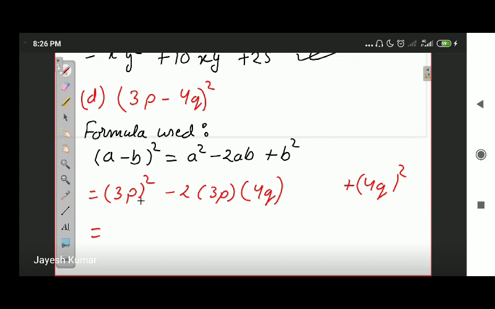So this is 3 square is 9, p square is p square, minus 2 3s are 6, 6 4s are 24, pq, plus 4 square is 16 and q square is q square. So this is the expansion of (3p - 4q) whole square. Okay.